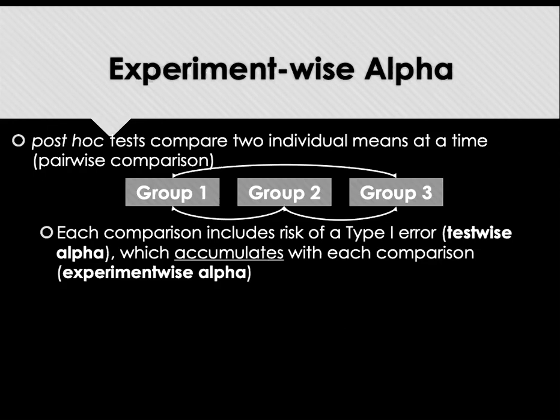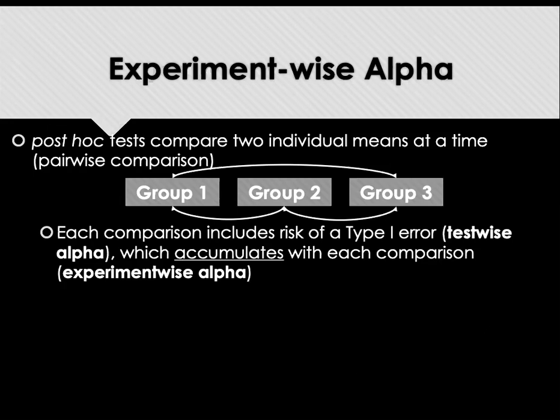So when you do one test to see whether or not group 1 is the same or different from the group 2 mean, that's a test-wise alpha of, let's say, 0.05. But then when you have another test-wise alpha for comparing group 2 and 3, and another alpha for comparing group 1 and 3, all of those are going to accumulate and give you an experiment-wise alpha. That means an alpha that is over the whole experiment.